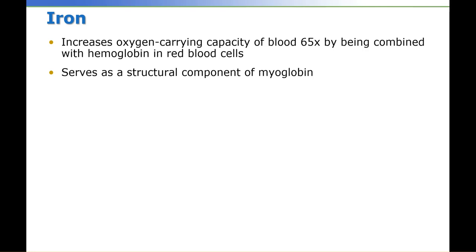Iron. Iron increases the oxygen carrying capacity of blood 65 times by being combined with hemoglobin. Hemoglobin is basically the iron protein compound that carries oxygen. It also serves as a structural component of myoglobin, which is the red protein that carries and stores oxygen to muscles. So it's a necessity to have iron. If you don't have iron, you could become lethargic and things like that.